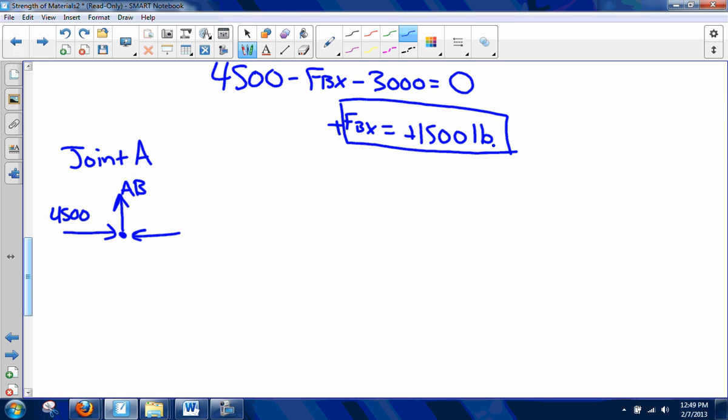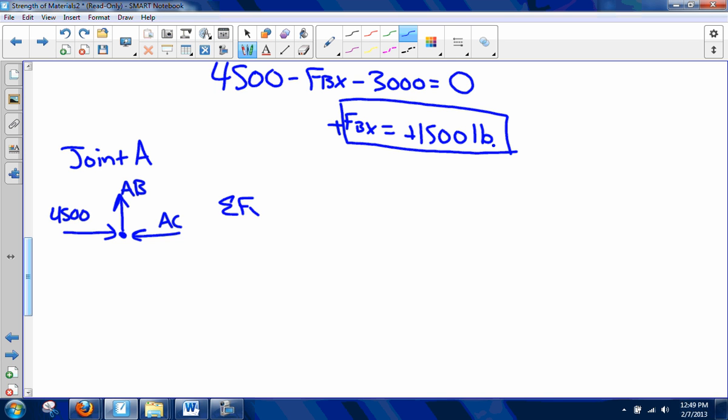And I'm going to draw that one in compression, AC. I drew AB in tension, I drew AC in compression. So AB is going away from the joint, so it's in tension. AC is going towards the joint, it's in compression.